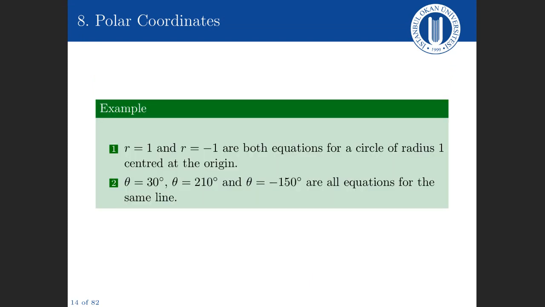To summarize, r is equal to 1 and r is equal to minus 1 are two different equations for the same circle. Circle of radius 1 centered at the origin. Theta equal to 30 degrees, theta equal to 210 degrees, and theta equal to minus 150 degrees are all equations for the same line. That's this line.